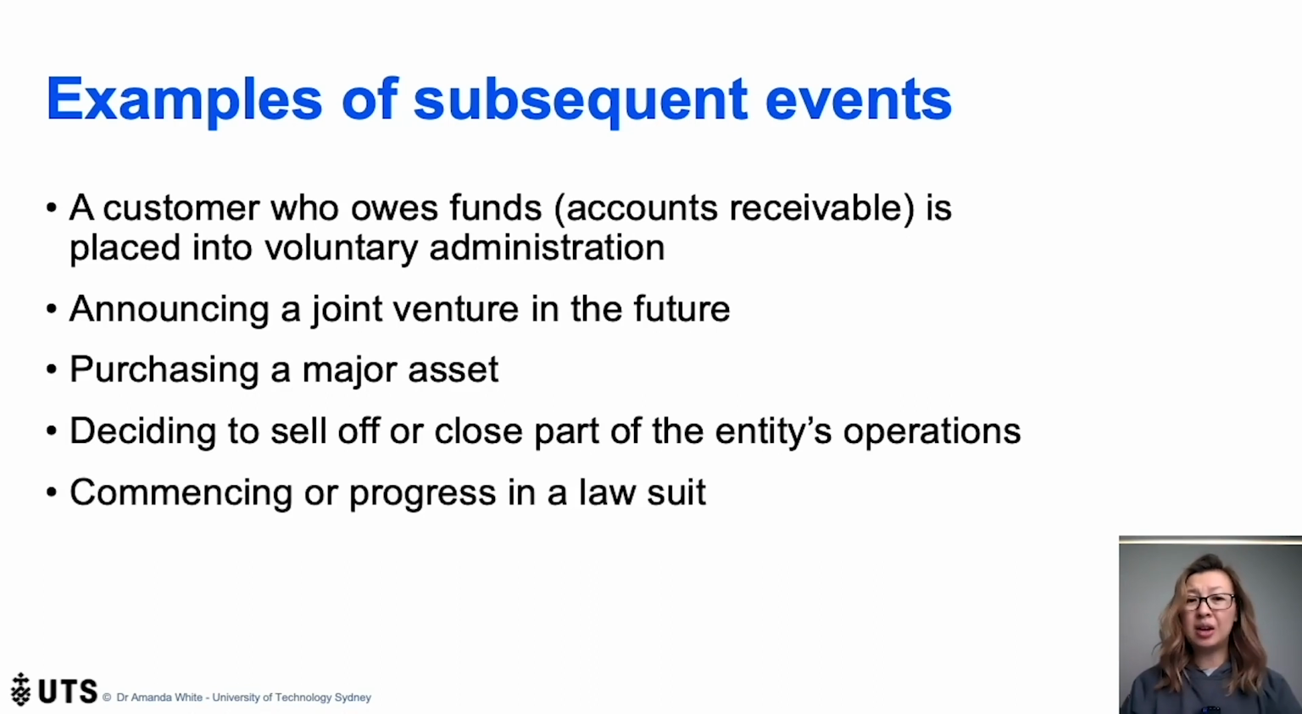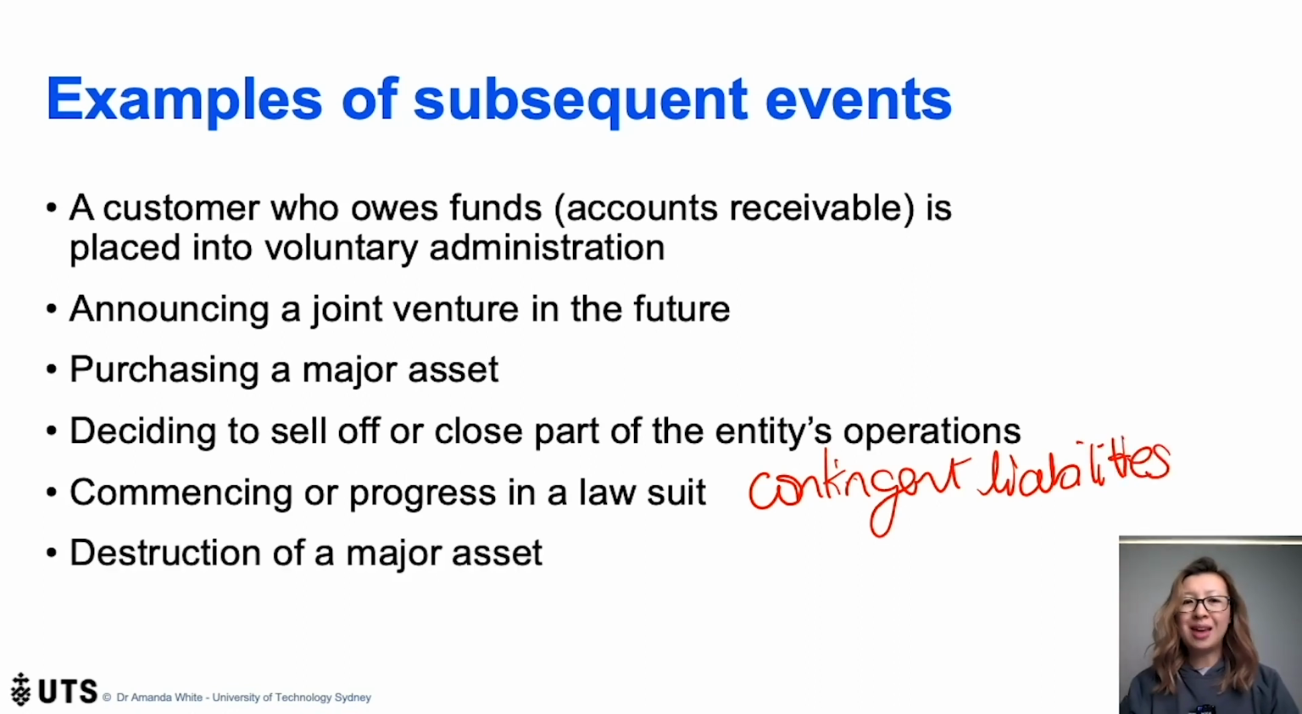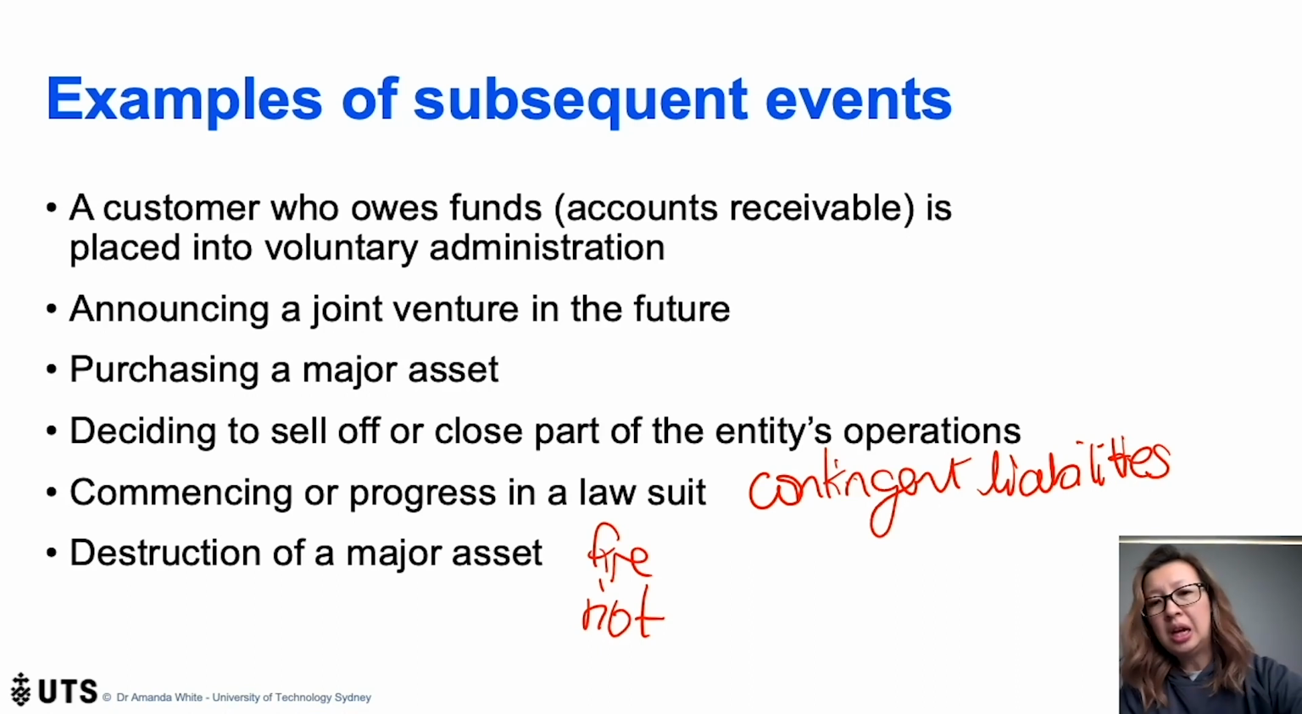They might start or have progress in a lawsuit that could affect their contingent liabilities. So remember that specific one from before. And this is where these all will start to intertwine a little bit. And then you might have something like, after the end of the financial year, destruction of your inventory or your manufacturing facility. That could be something like a fire. It could be a riot, as is happening right now as I'm recording this across the United States. It could be an earthquake.